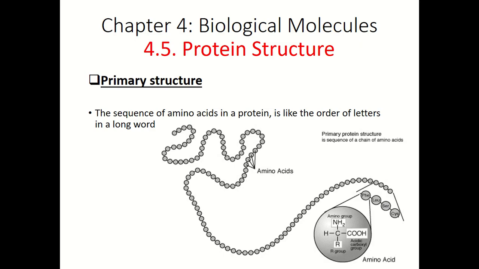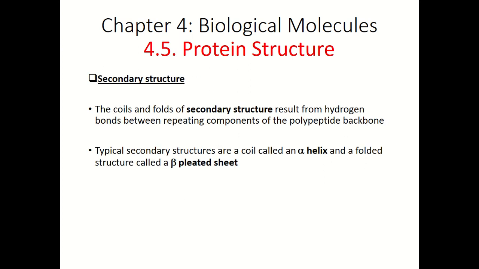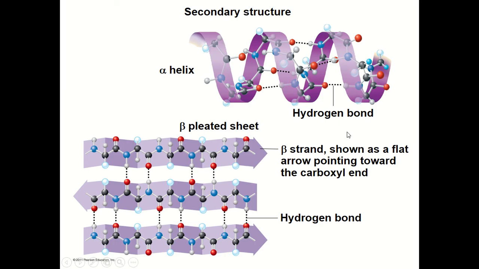So this is the clear view of the primary structure, the sequence of amino acids of the protein bonded by peptide bonds. And then secondary structure is the coil form of protein, which is known as alpha helix, and it can also form a folded structure, which is known as beta pleated sheet. This structure is caused by the interaction between the peptide backbones through hydrogen bonding. Okay, as you can see over here, alpha helix and beta pleated sheet structure.